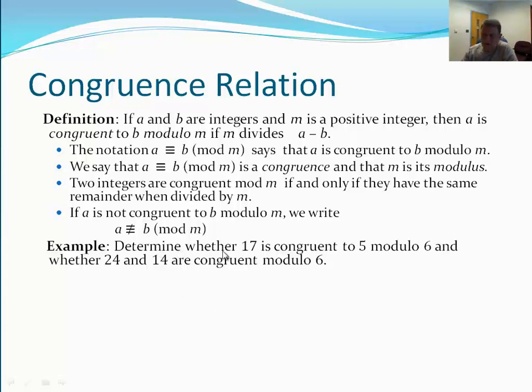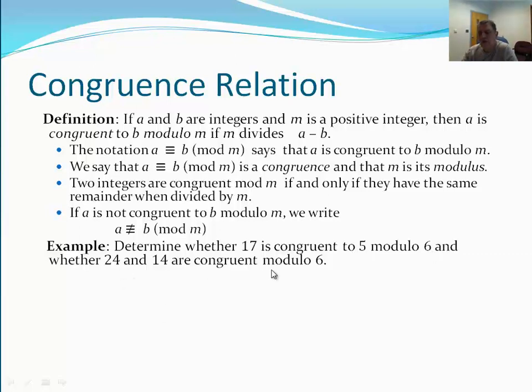Here's an example. Determine whether 17 is congruent to 5 modulo 6. Well, 17 minus 5 is what? 12, right? a minus b. Is 12 divisible by 6? Yes. So this one is congruent.